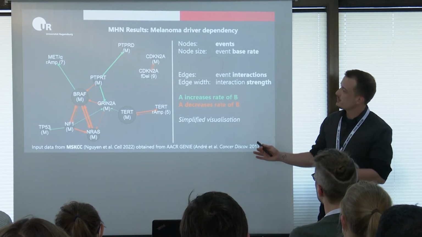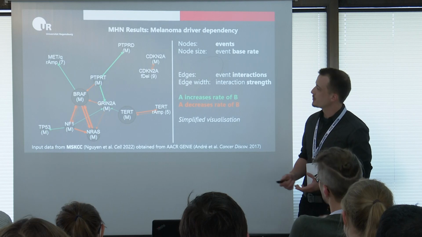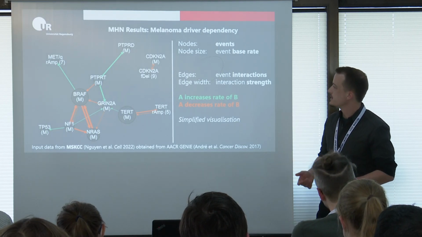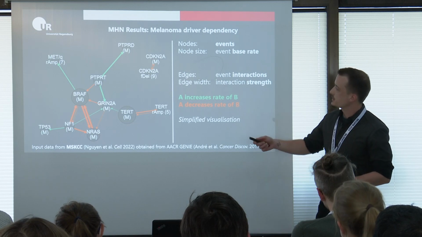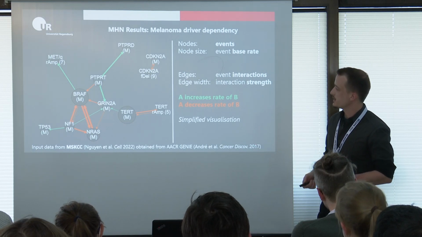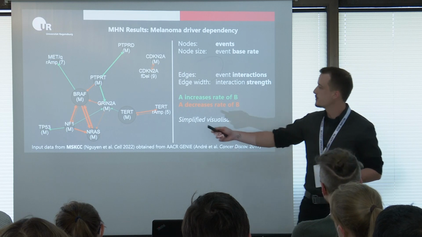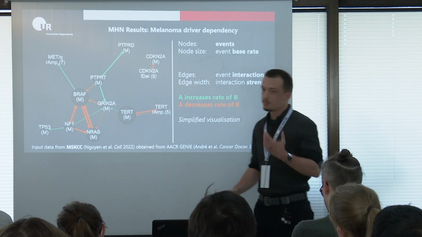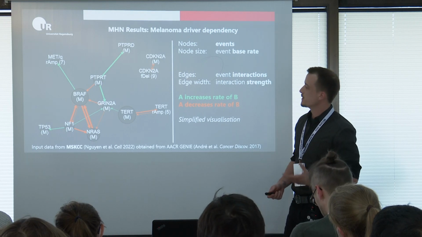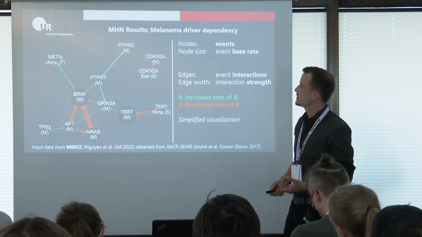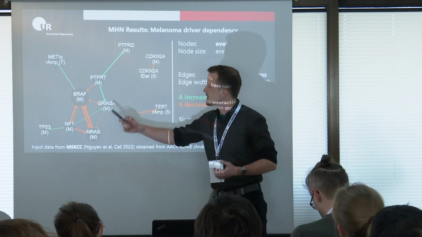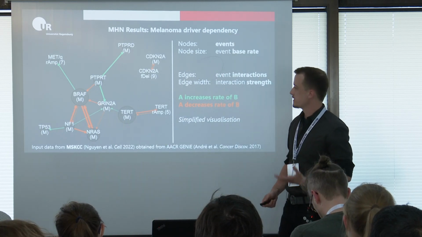So this is a simplified visualization of the main output of MHN, where we have the driver events, or at least events, as nodes, and the edges connecting them describe the dependencies. So if we focus on the BRAF mutation, we can see that this outgoing orange edge means that if BRAF is present, NRAS will be less likely to happen before observation. And the arrow in the opposite direction tells you that vice versa, this holds as well.